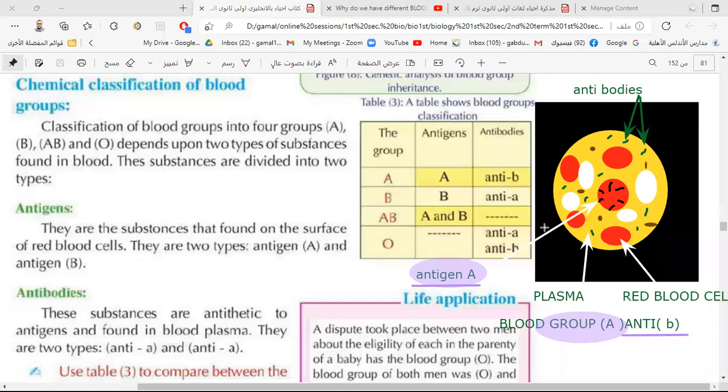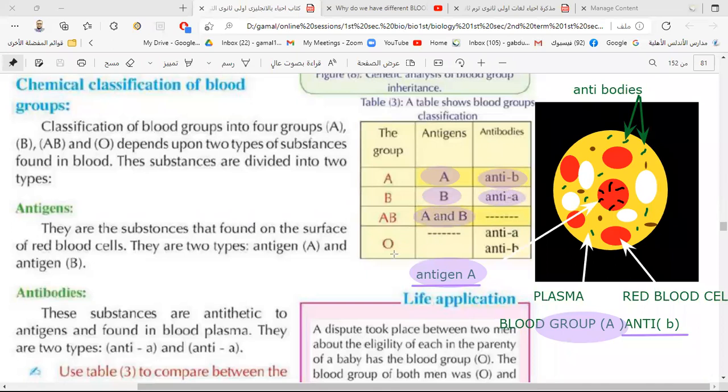For example, the person who has blood group A has antigen A and antibody B. The person who has blood group B has antigen B and the antibody anti-A. But the person whose blood group is AB has both antigens A and B, but doesn't have any antibodies. His blood doesn't contain any antibodies.